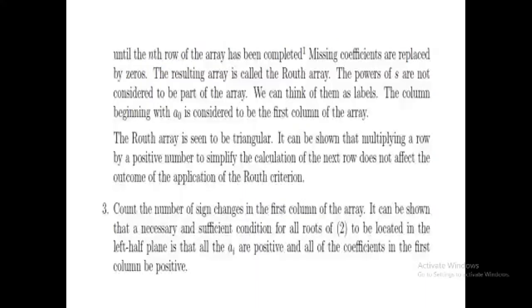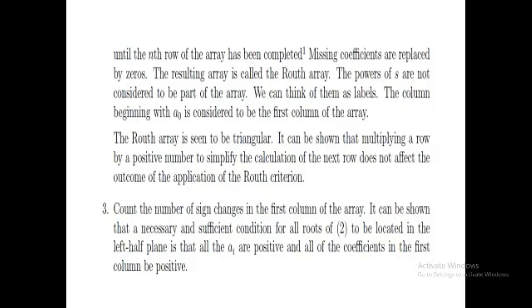So equations 7, 8, 9, 10 and 11 are obtained by the matrix cross multiplication. Here, until the nth row of the array has been completed, missing coefficients are replaced by 0, and the resulting array is called the Routh array. The powers of s are not considered to be part of the array. Now we can think of them as labels. The column beginning with a0 is considered to be the first column of this array. This is the main fundamental of this Routh criteria.